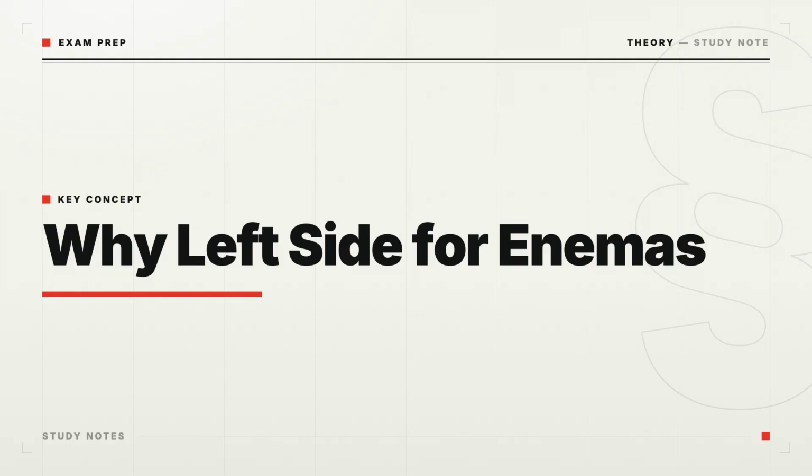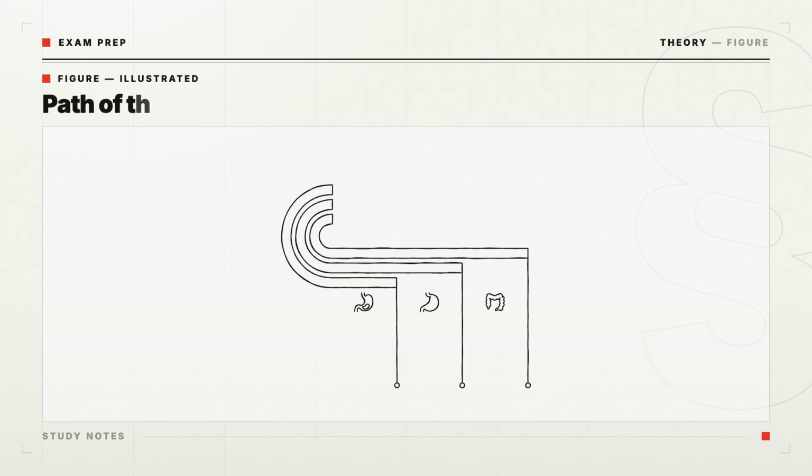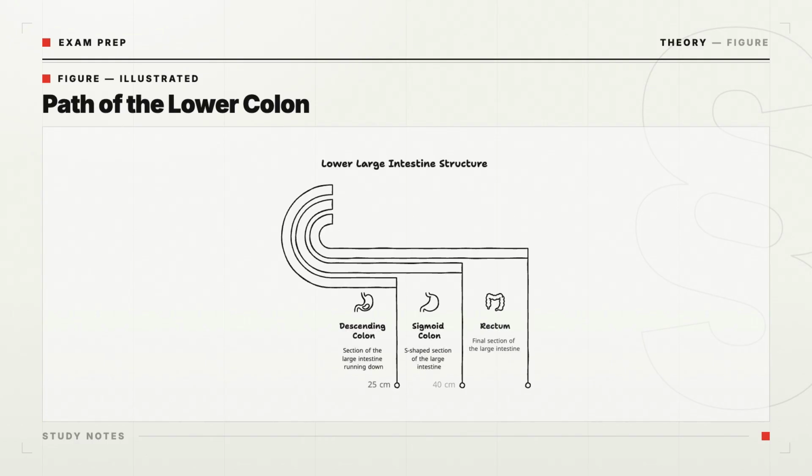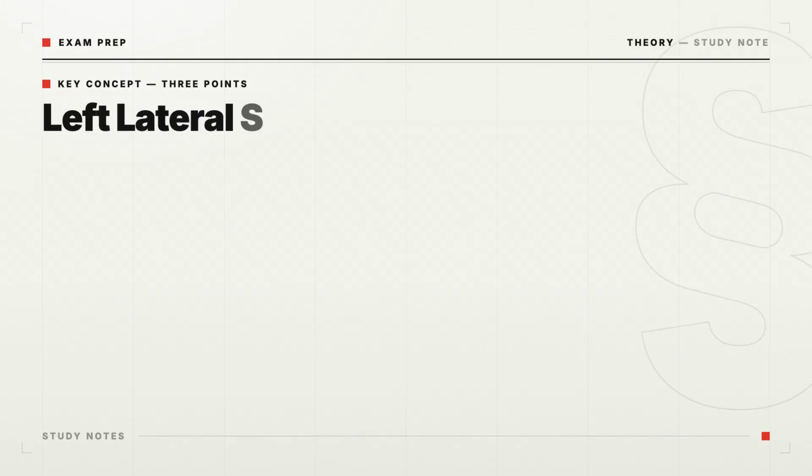Positioning for an enema isn't arbitrary comfort, it's pure anatomy. The lower colon curves toward the left side of the body, and good positioning means working with that curve instead of against it. After the rectum, the colon doesn't run straight. It curves as the sigmoid colon toward the left, then joins the descending colon running up the left side of the body. That leftward bend is the whole reason position matters.